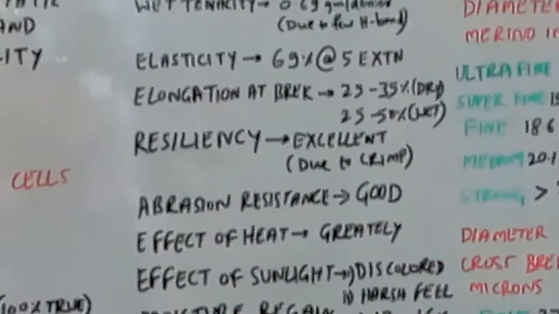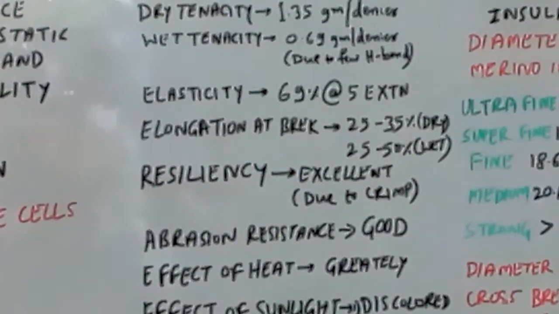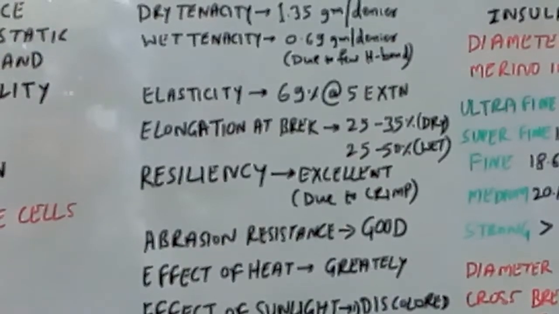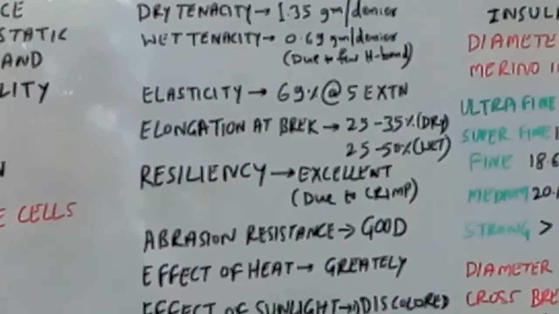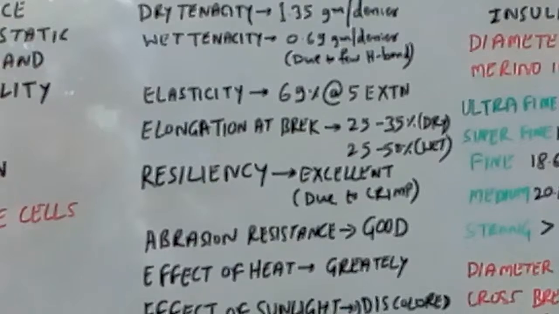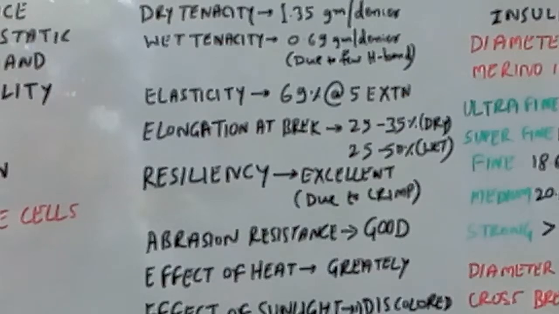Okay, next is elasticity, that is elastic recovery. Yesterday we discussed cotton: cotton is rigid, elasticity is very low, but wool is excellent in elasticity. For 5% extension, it will recover 69%, like rubber. Elongation at break for dry is 25 to 35%. For wet it is 25 to 50%. Elongation at break is more in the case of wet.